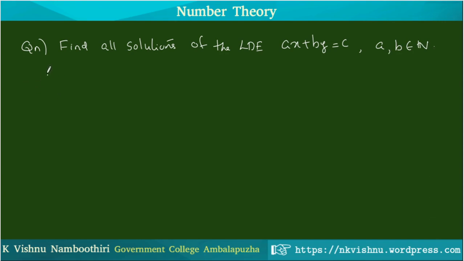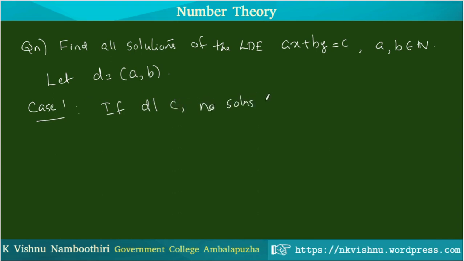So to start with, we denote the GCD of a and b by d. In the first case, if d does not divide c, no solutions exist, because the necessary and sufficient condition for a solution of ax plus by equal to c to exist is that d must divide c. No solutions exist for this, which we will call equation 1.